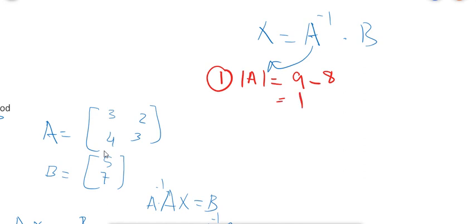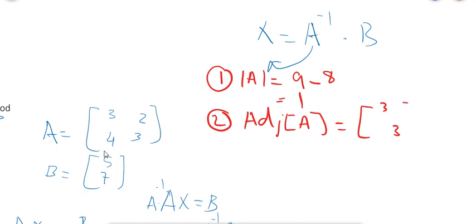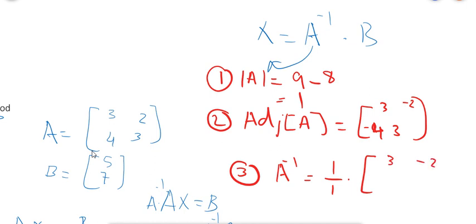Step number 2, the adjoint of A is equal to 3, 3, minus 2 and minus 4. What we do is interchange the places of the diagonal elements and change the sign of the other numbers, so this will be minus 4. Now step number 3, you know that A inverse is equal to 1 over 1 multiplied by the adjoint of A.